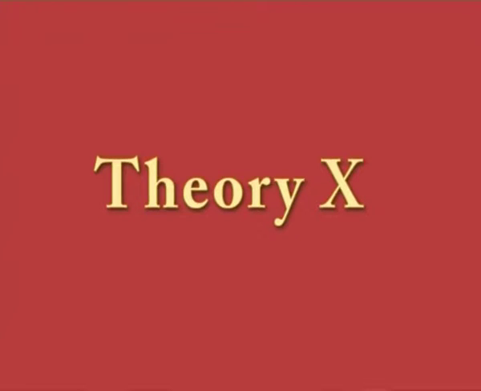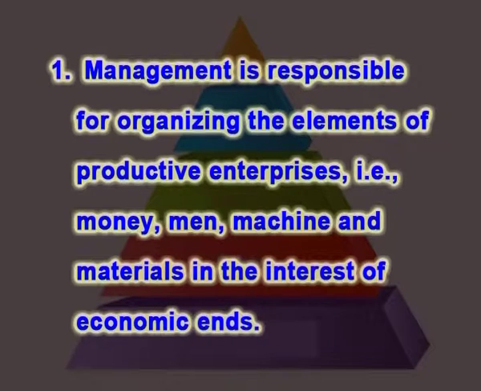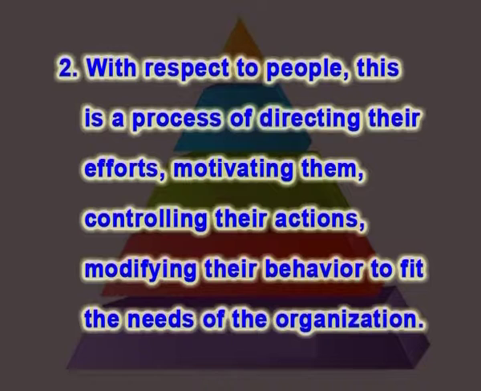Theory X is the traditional theory of human behavior. In this theory, McGregor has projected certain assumptions. They are as follows. Management is responsible for organizing the elements of productive enterprise, that is money, men, machines and materials, in the interest of economic ends. With respect to people, this is a process of directing their efforts, motivating them, controlling their actions, modifying their behavior to fit the needs of the organization.